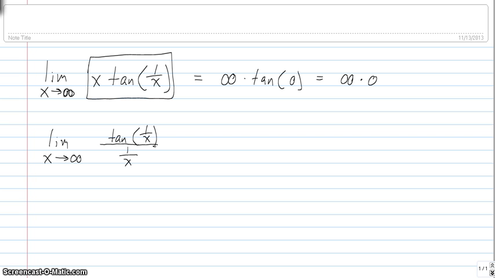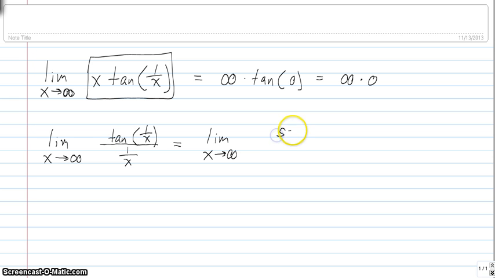And this still gives us an indeterminate form, because the limit as x goes to infinity of 1 over x is 0, and we know that the tangent of 0 is 0. So this is still an indeterminate form, 0 over 0. So I'm going to apply L'Hopital's rule, which says that we still take the limit as x goes to infinity. And I'm going to take the derivative of tangent 1 over x.